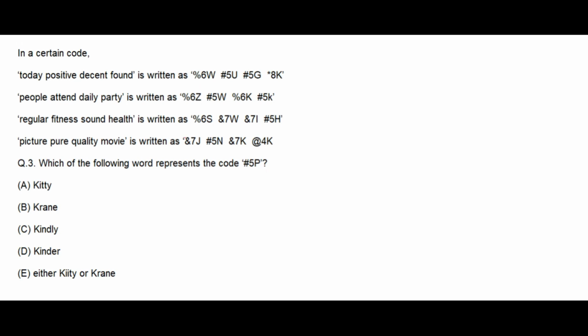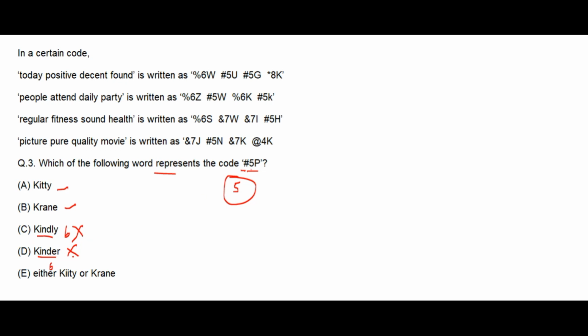Now in the third question: which of the following would represent the code #5P? So hash means what? How many alphabets will be there? Hash is representing 5 number of alphabets. Now check which word has 5 number of alphabets. This one has 5, this one has 5, this one has 6, so this one will definitely not be our answer. This one also has 6 alphabets, so it will also not be our answer.